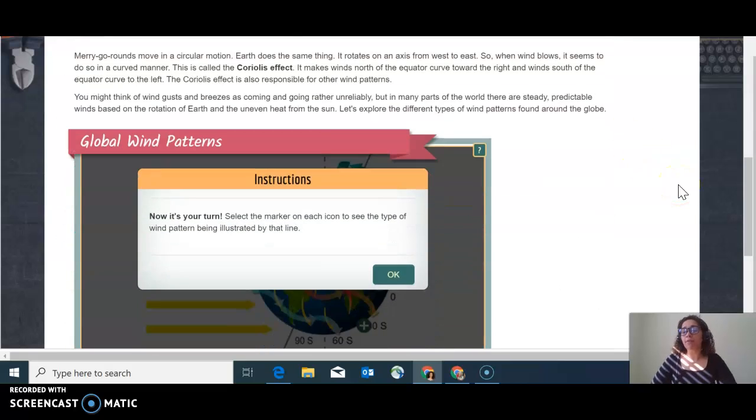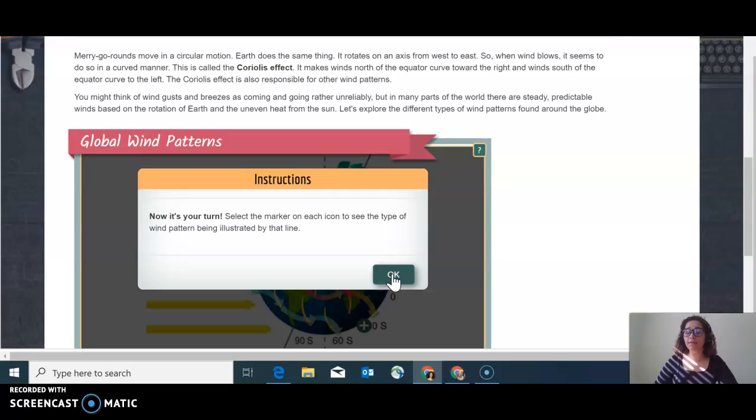You guys may have heard of something called the Coriolis effect, and the Coriolis effect happens because of the tilt of the Earth. What it means is that winds north of the equator are going to curve to the right, and winds south of the equator are going to curve to the left. So if you were in a plane, that pilot is going to have to keep redirecting the plane in order for it to go in a straight line. If the pilot were to just go with the wind, it would end up curving slightly, which would not allow them to get to their destination.